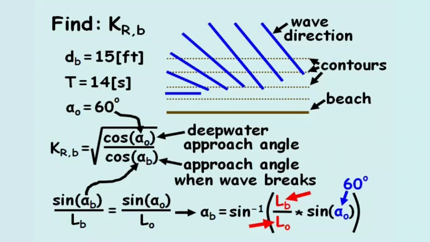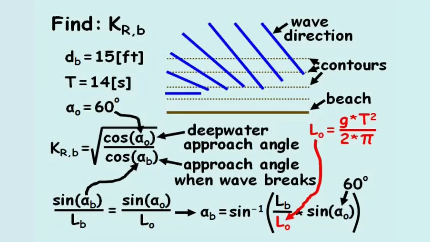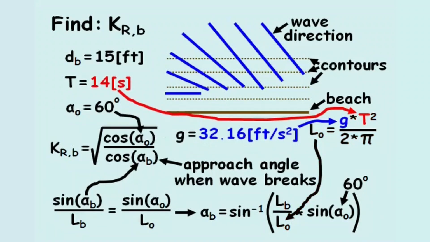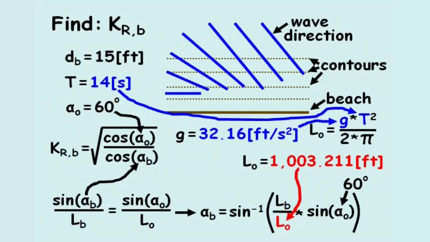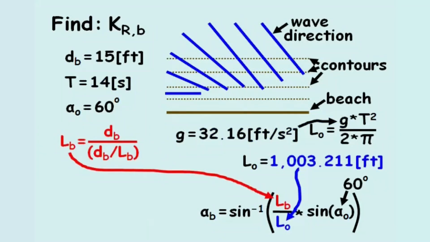L naught is the deep water wavelength and is a function of the period of the wave, T. After plugging in 14 seconds for T, we compute L naught equals 1003.211 feet. The wavelength at the breaking depth, LB, equals the breaking depth divided by d over L at the breaking depth. From the problem statement, we know the breaking depth equals 15 feet.